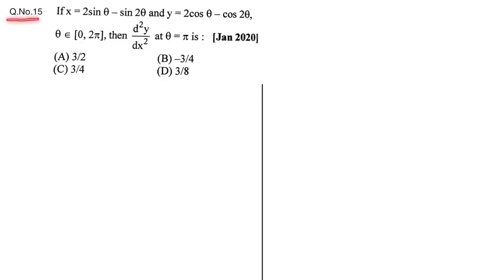Question number 15. The value of x and y is given. We have to find d square y by dx square at theta equal to pi. Let's see the solution. We take x equal to 2 sine theta minus sine 2 theta, and y equal to 2 cos theta minus cos 2 theta.